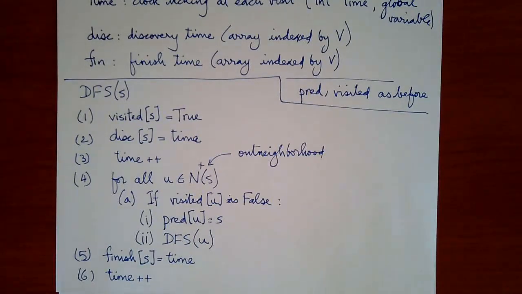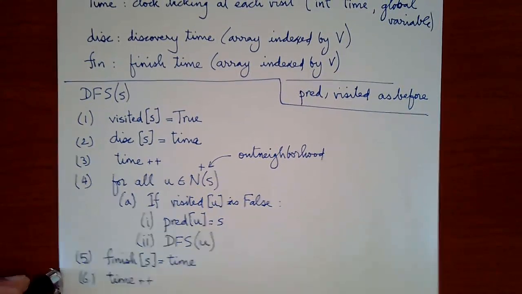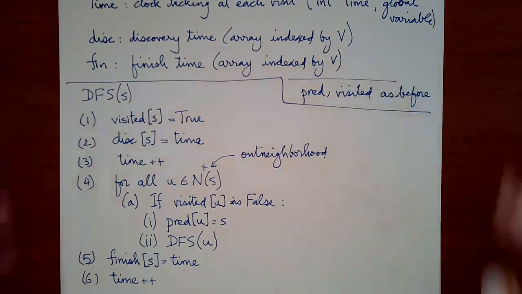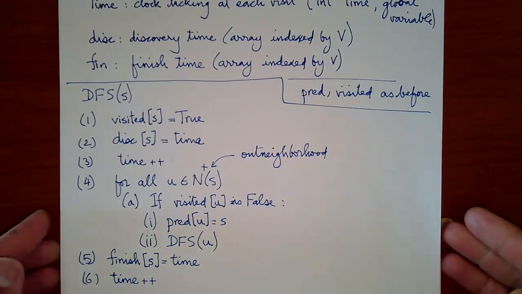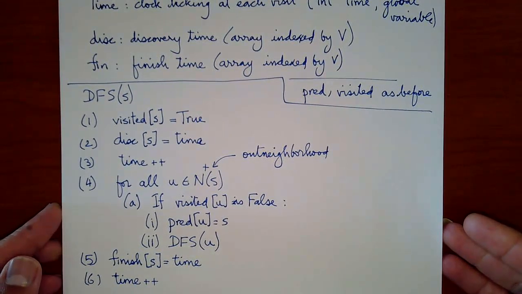Somebody else had a question. What's the reason to increment the time after setting the finish time? I just think that for our arguments, it'll be convenient if all finish times and discovery times are unique. That way, I don't think it'll affect things, but there may be certain corner cases where it's easier to argue when things are unique. Okay. Anybody else? Any other questions?